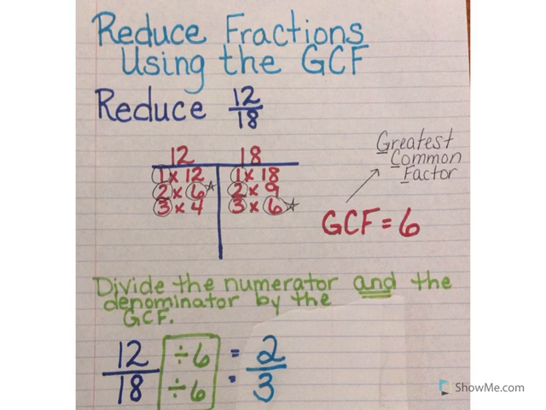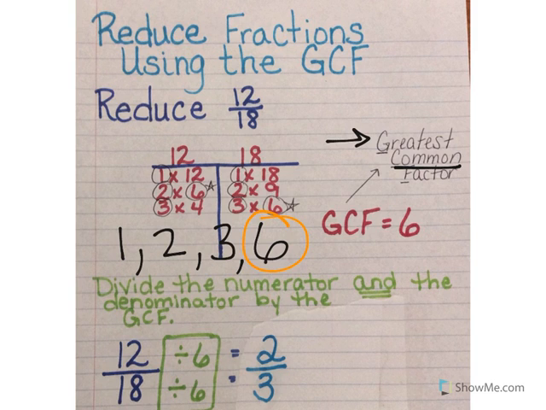Now we need to go through and circle the factors they have in common. We see 1, 2, 3, and 6. And it's not a bad idea to go ahead and write them afterwards so that you make sure that you have all the factors that they have in common. Now you want to look for the greatest factor they have in common. And in this problem, it's 6. So 6 is our GCF, or greatest common factor.